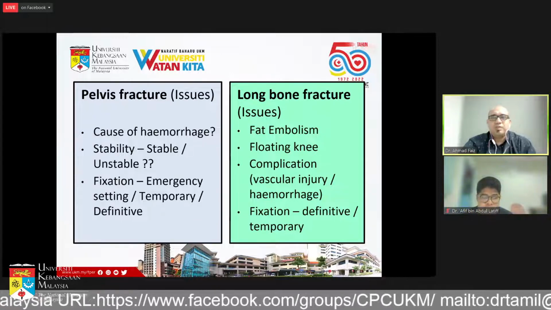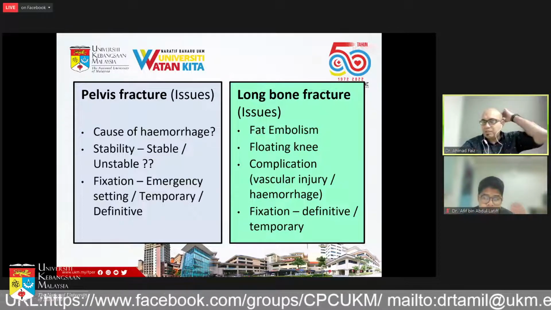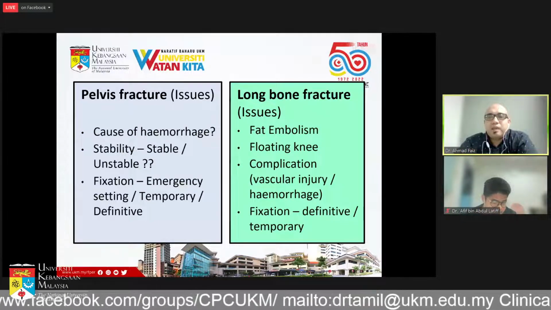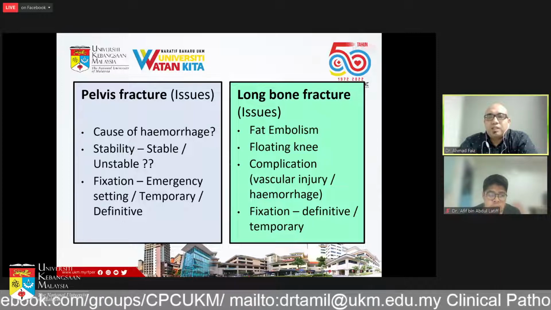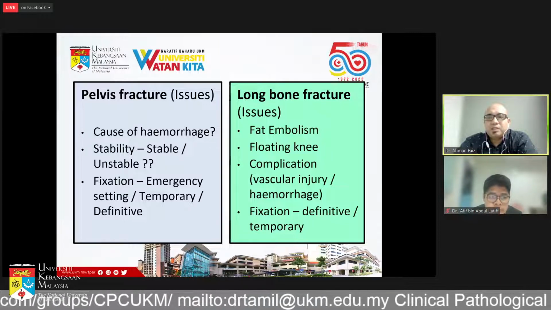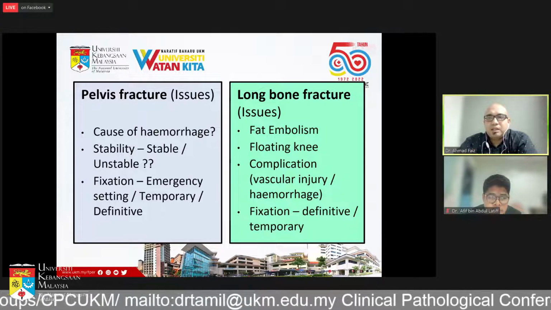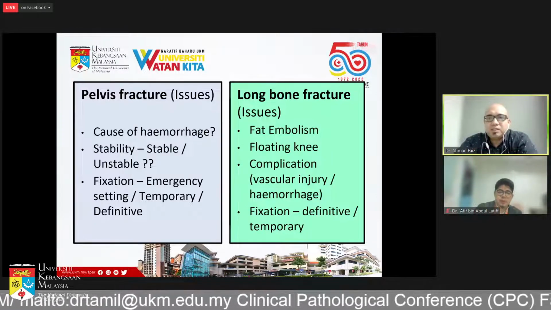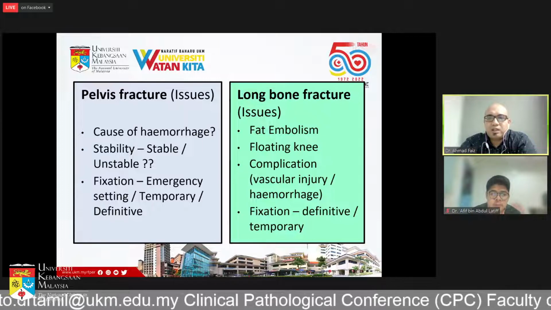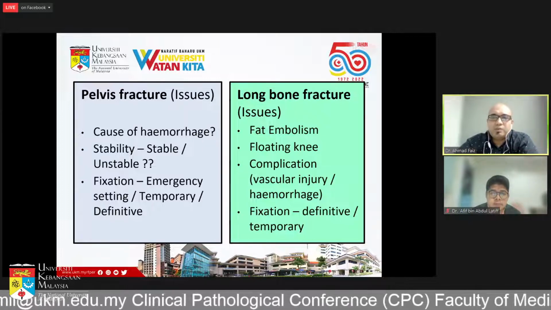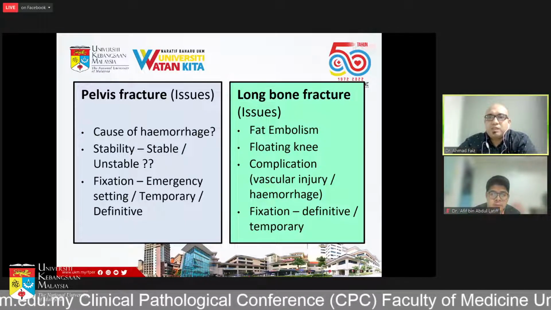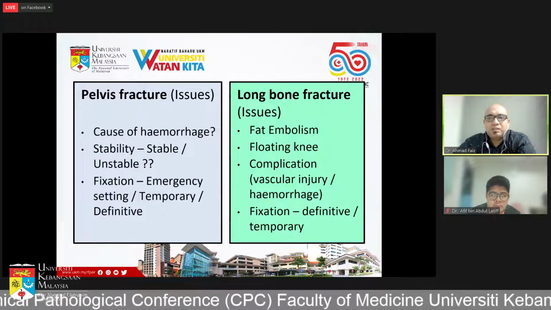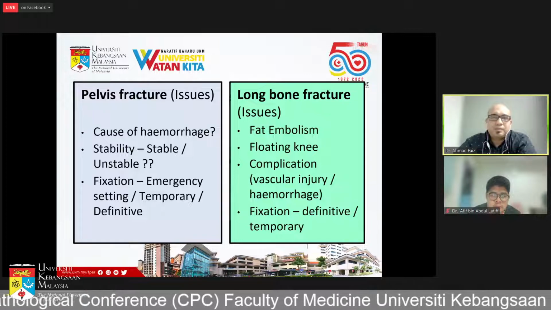Regarding the long bone fractures, which are the femur and also the tibia, the issues that can arise would be fat embolism and floating knee, as it involves an ipsilateral limb of the femur and the tibia. There can be complications such as vascular injury, and it can also contribute to hemorrhage. With all this, we need to be thinking about the fixation, whether it is definitive or temporary.